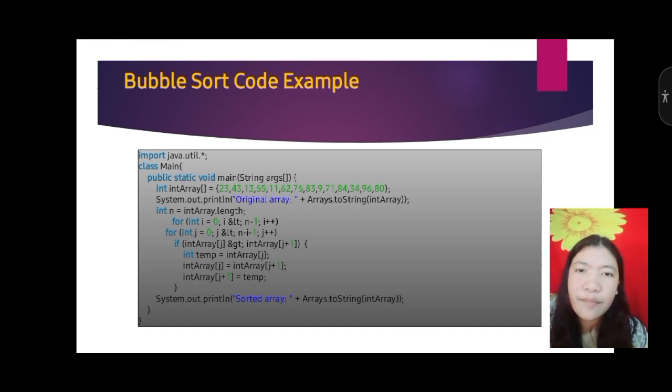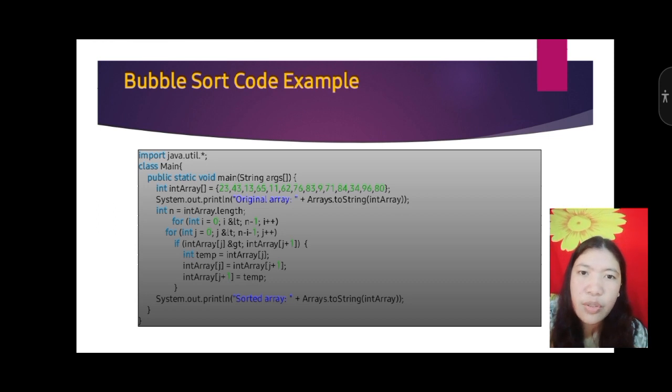intArray[j + 1], then int temp = intArray[j]; intArray[j] = intArray[j + 1]; then intArray[j + 1] = temp. Then print the sorted array: System.out.println("Sorted array: " + Arrays.toString(intArray)).